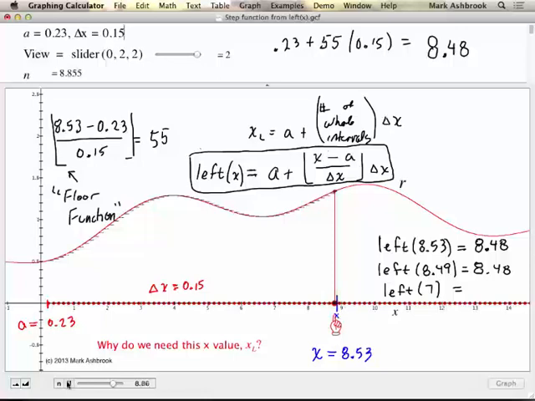How am I showing the output? No, it's not R. This is the thing that students get really messed up with. Look, left of 8.53 was 8.48. What did that number mean? 8.48. It's not a rate. As many times as you say it, it's still not a rate. What is it?